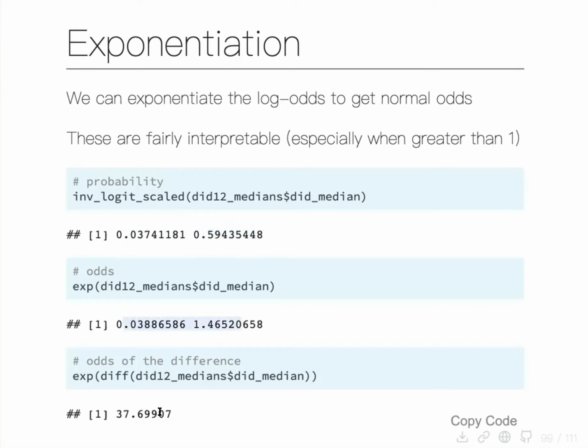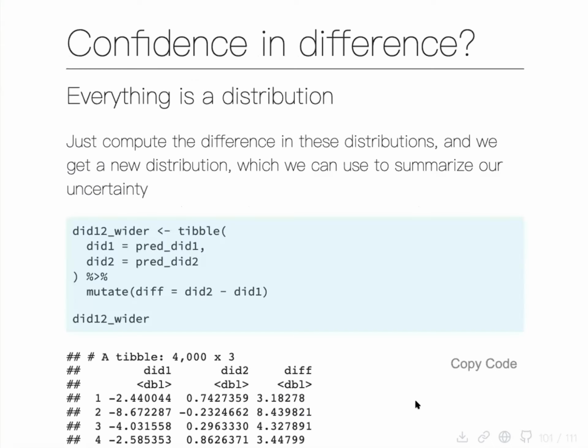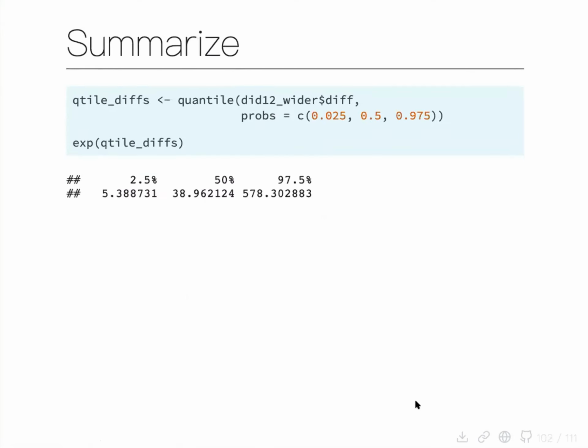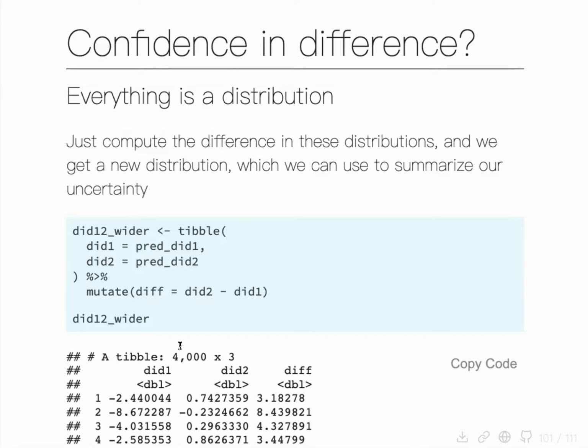And then if we calculate the difference of that, we get the odds of the difference. So this is 37. So this person, our theoretical person, is 37 times more likely to go into remission with Dr. 2 than Dr. 1. Okay, so this is super powerful information. And we can also compute the difference between these doctors by just saying Dr. ID 1 minus Dr. ID 2, and we get a difference. Now we have a posterior distribution of the difference between those two doctors.